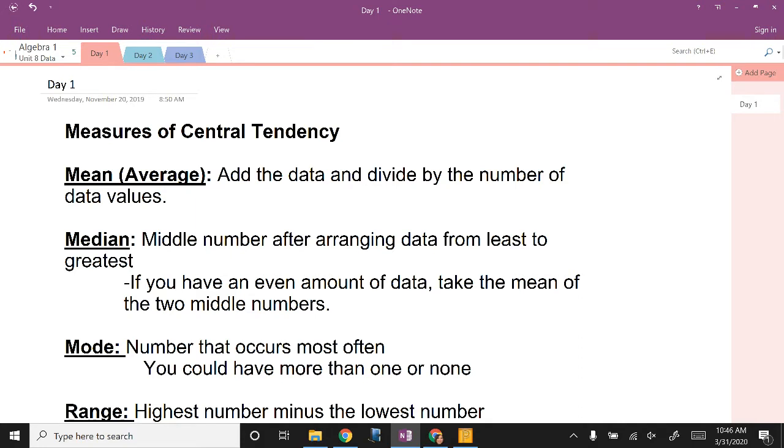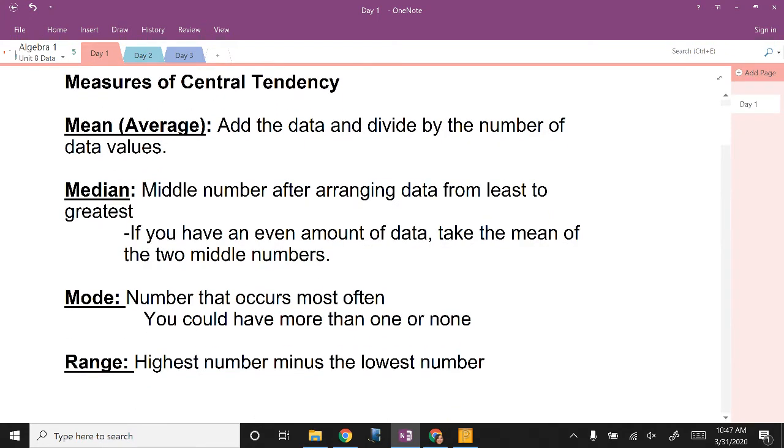The median we know is the middle number. It's really important that when you find a median, you arrange your numbers from least to greatest. So anytime we have to find a median, we need to make sure our data is in order from least to greatest. It is the number in the middle. If there happens to be an even amount of numbers in the data, then you're going to get the average of the two in the middle. So you're going to take those two that are in the middle after you've arranged them from least to greatest, and you're going to divide by 2.